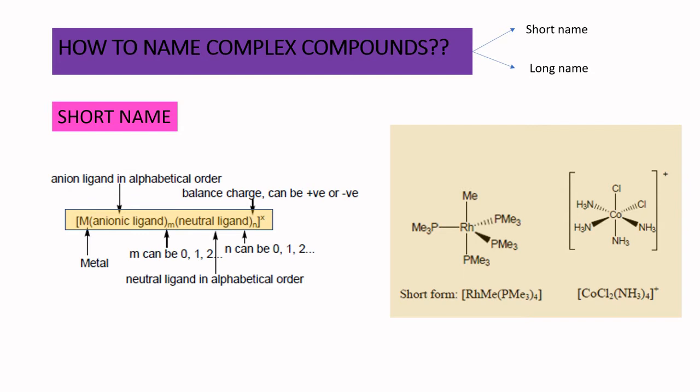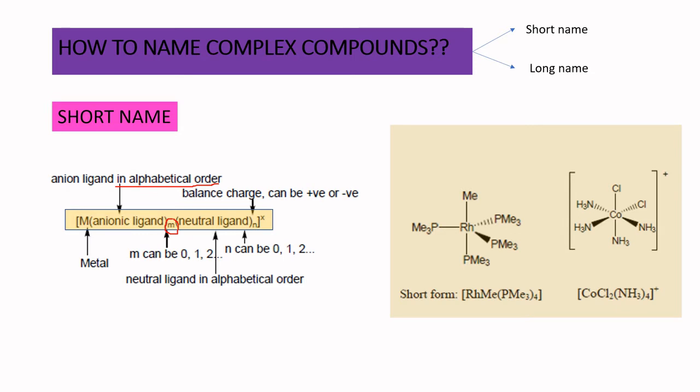So complex compounds are usually named using either a short name or a long name. The short name is written like this. You have a square bracket here, and then you have the metal. Then after the metal, you have to name the anionic ligand first. It must be arranged in alphabetical order, and then this is the number of the anionic ligands that you have. It can be either 1, 2, etc.